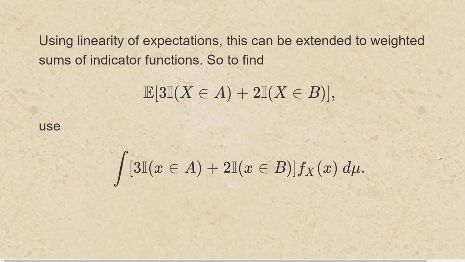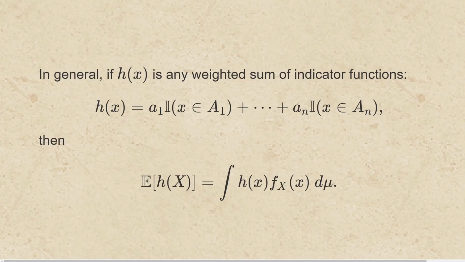Using linearity of expectations, this can be extended to weighted sums of indicator functions. So to find the mean of 3 times the indicator that X is in A plus 2 times the indicator that X is in B, use the integral of the quantity 3 times the indicator little x is in A plus 2 times the indicator little x is in B, times the density of big X at little x with respect to mu. In general, if h of x is any weighted sum of indicator functions, then the mean of h of capital X is the integral of h of little x times the density of big X at little x with respect to the measure mu.